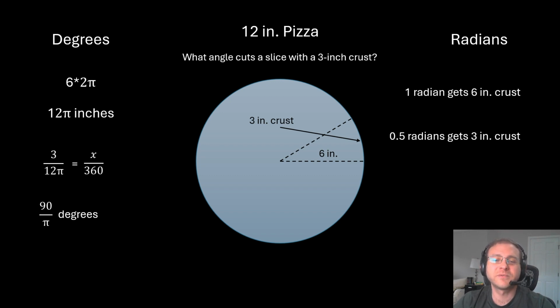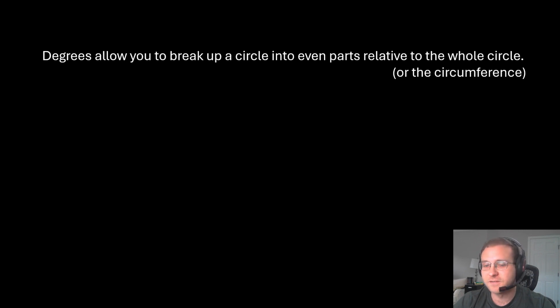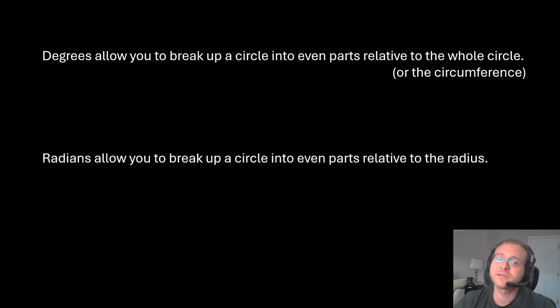Remember, after completing our previous task, we said that degrees allow you to break up a circle into even parts. We're going to amend that statement to say that degrees allow you to break up a circle into even parts relative to the whole circle, or to the circumference of the circle. On the other hand, radians allow you to break up a circle into even parts relative to the radius. This is key to why milliradians are the right tool for our task in long-range shooting.